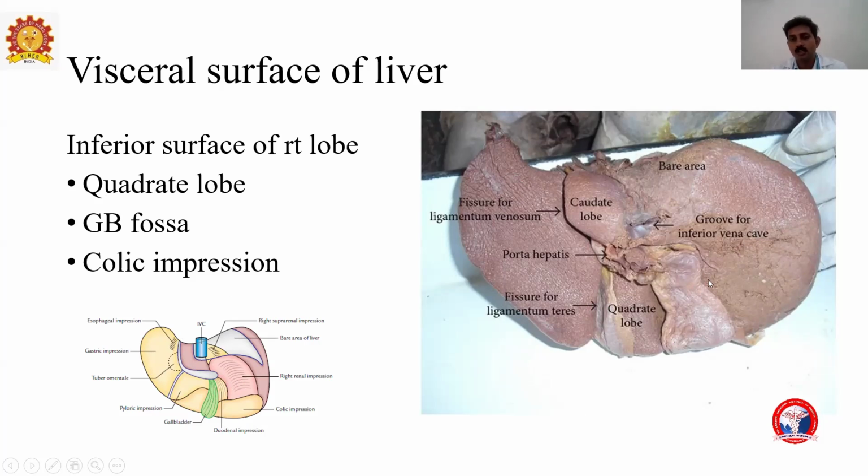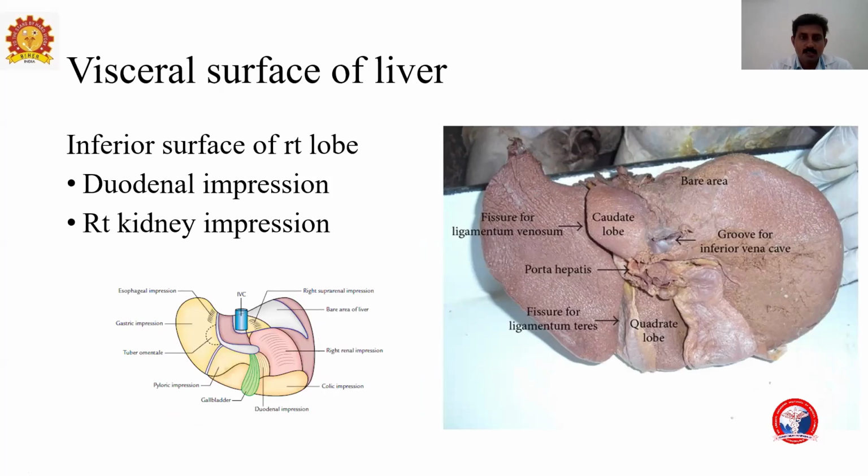So this is the duodenal impression. This is the kidney. This is for the colic impression. What is colic impression? Right colic flexure. Okay, so we have the ascending colon. It is converting into transverse colon. That flexure is called the right colic flexure that forms an impression. So these are the reflections on the visceral surface of the liver.